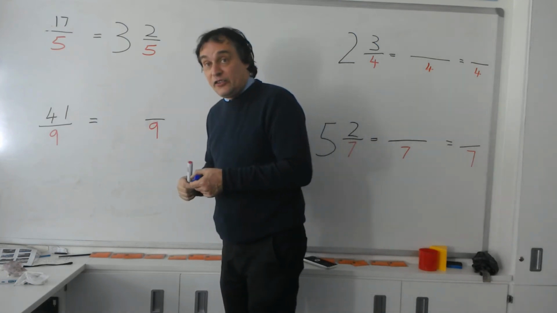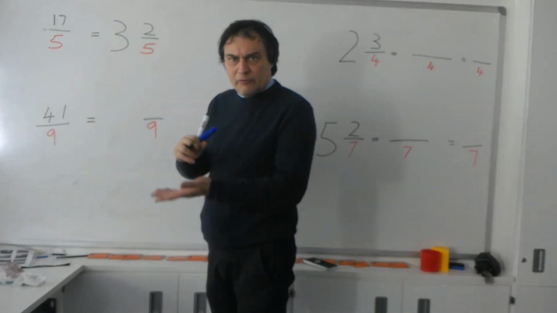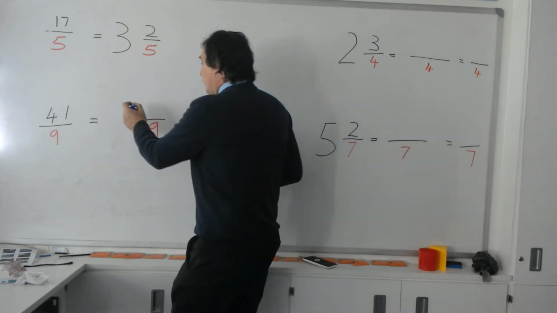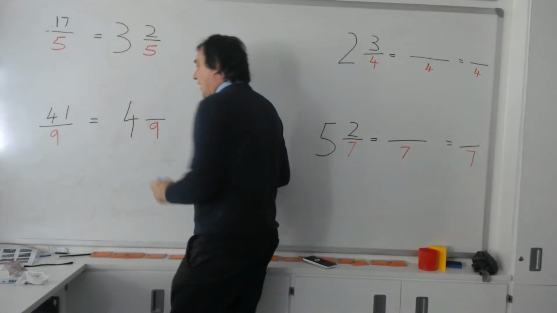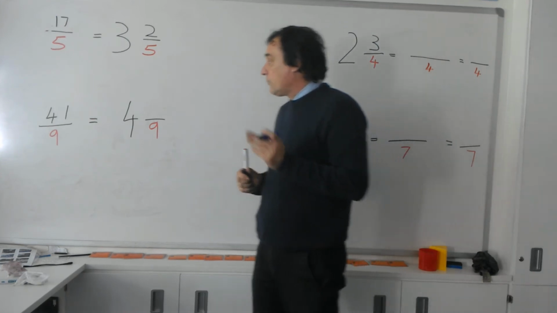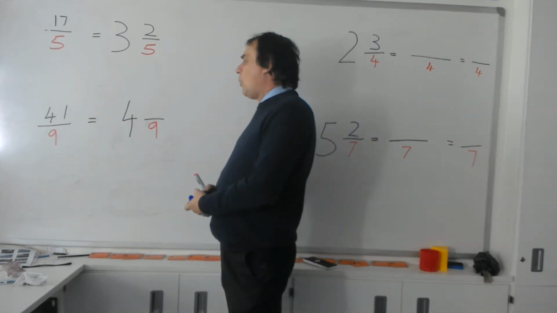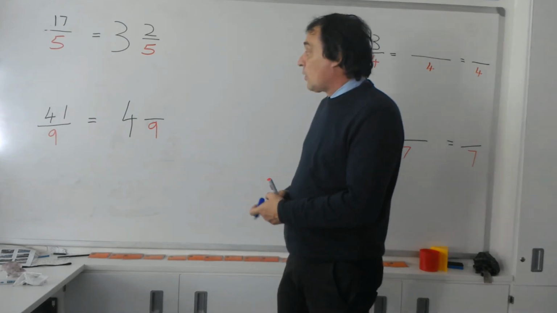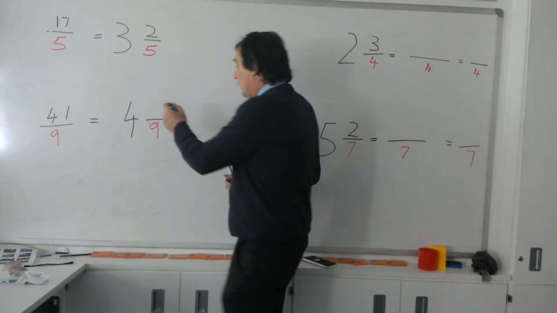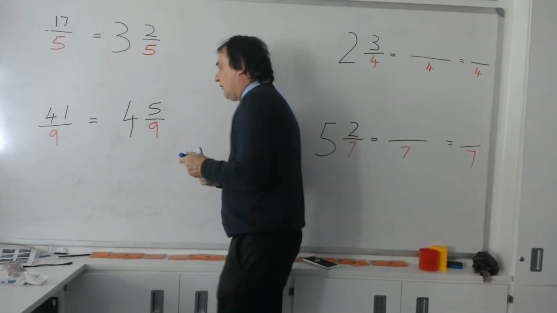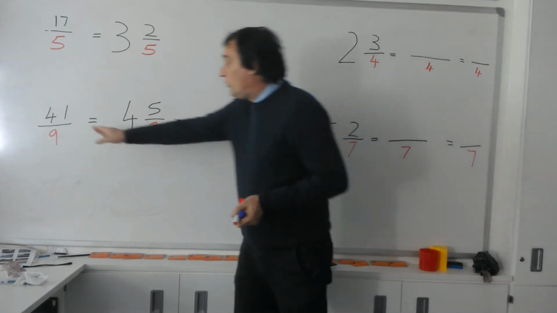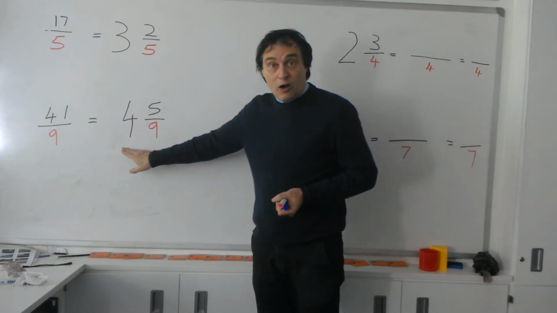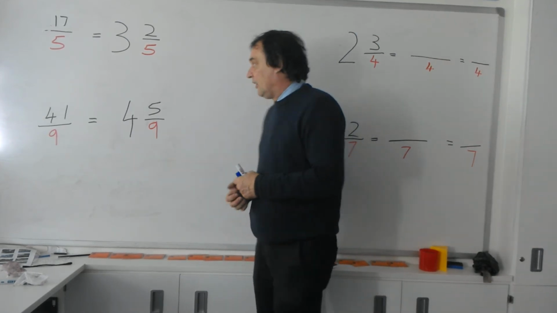So 4 9s. If I went a little bit further, I go 45. That's no good because that's bigger than 41. So 4 9s make 36, and that takes us underneath the 41. What have we got left over? What do we need to get from 36 to 41? We need another 5, don't we? So it's going to be 4 and 5 ninths, because 5 is the remainder. So 41 ninths we would display as 4 and 5 ninths. 4 whole ones with another 5 ninths.